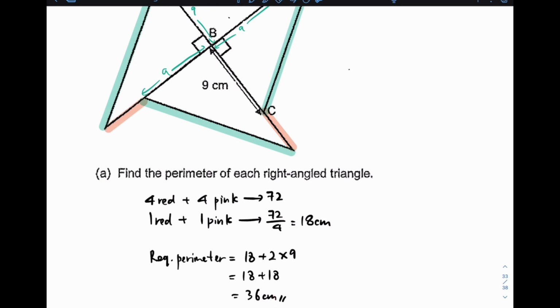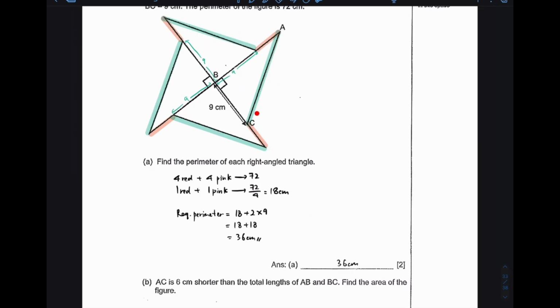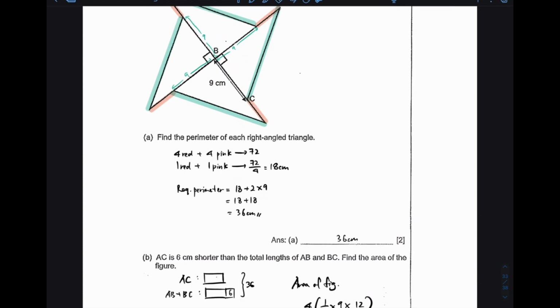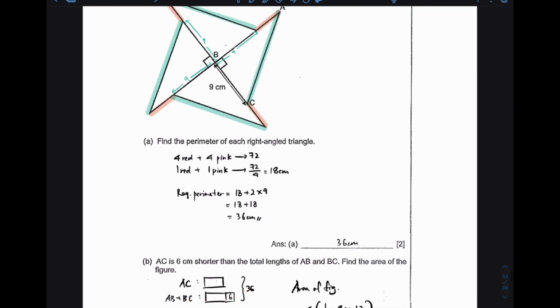That's 36. AC is shorter than the total, 6 cm shorter than the total lengths of AB and BC. Find the area of the figure. So for me, I'm going to draw a model. 6 cm shorter. AC is 6 cm shorter than AB plus BC. Now, I can say the total is 36. Why? Because if you look at it, AC, and then we're talking about AB plus BC. Now, is that not the perimeter of one triangle, which we just found is 36?